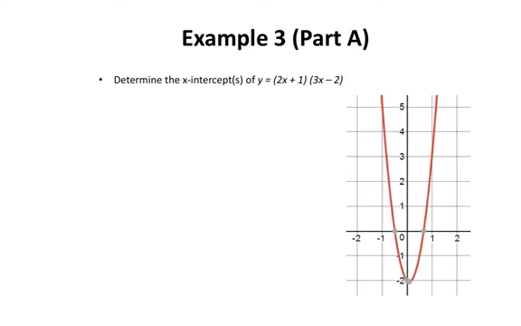In our last example, we want to determine the x-intercepts of y equals 2x plus 1 multiplied by 3x minus 2. We've been given the graph of the parabola, so let's find the x-intercepts. They're over here, and I'm just going to label it.